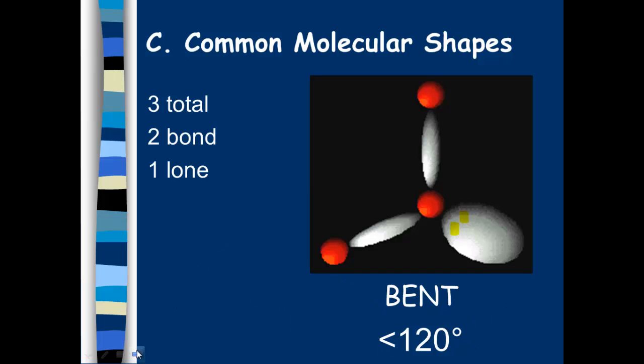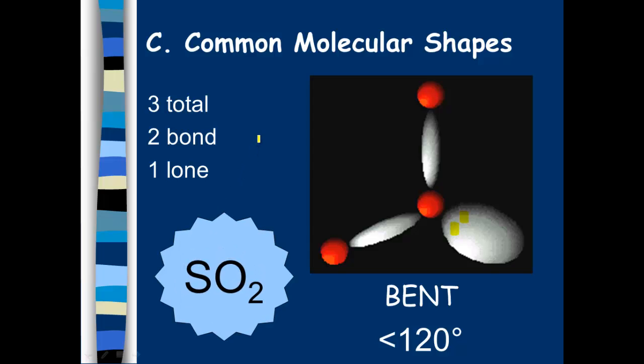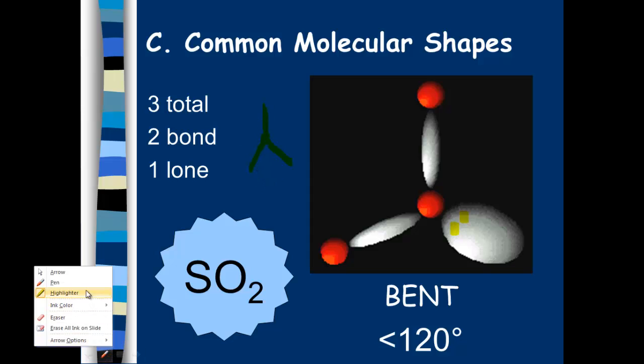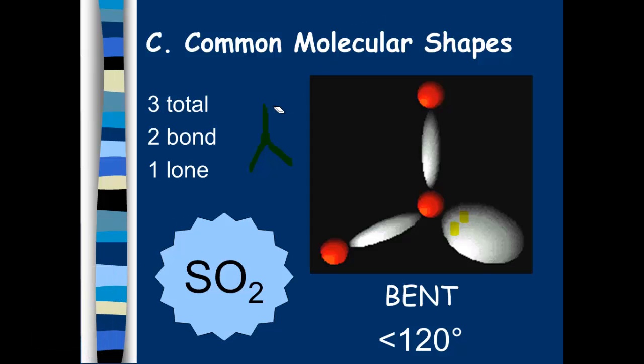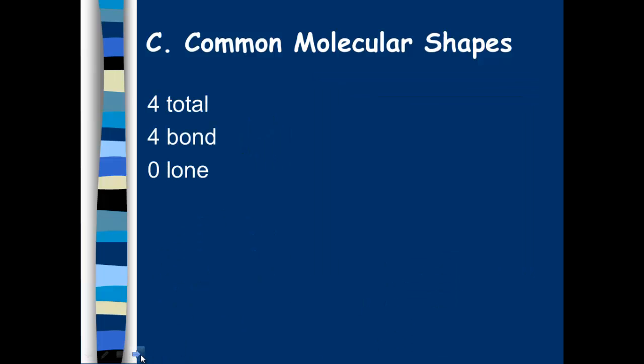Okay, let me bring up the sample here. If we had one from the last slide where they were all bonding groups and it was 120, essentially what happens is if you get rid of one of those bonding groups and you replace it with a lone pair, it's going to push those bonds together so that the bond angle is now going to be less than 120 degrees.